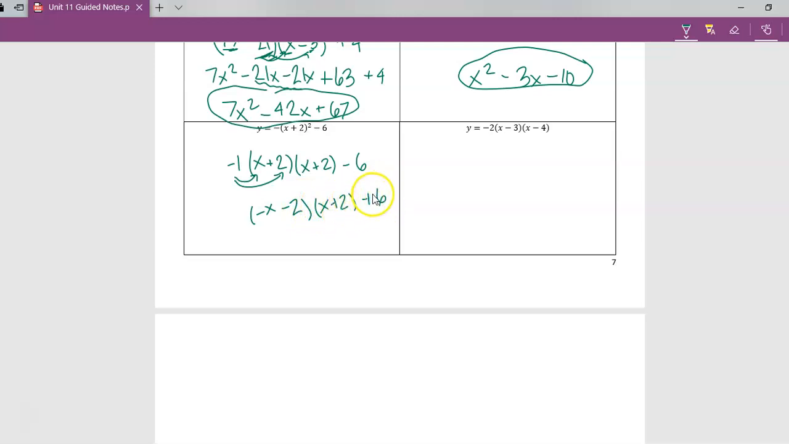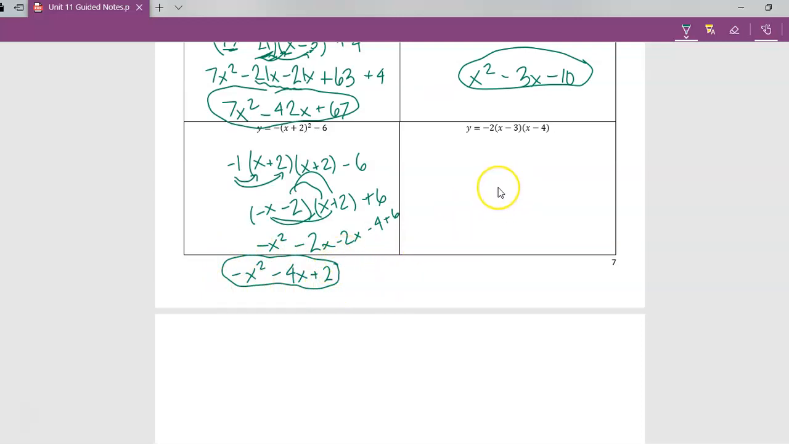Okay, and now I'm going to multiply these two sets of parentheses together. So negative x times x is negative x squared. Negative x times 2 is negative 2x. Negative 2x. Negative 2 times positive 2 is negative 4, and then plus 6. So negative x squared minus 4x plus 2, just combining like terms together and simplifying.